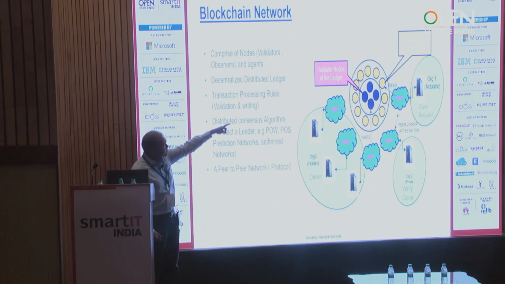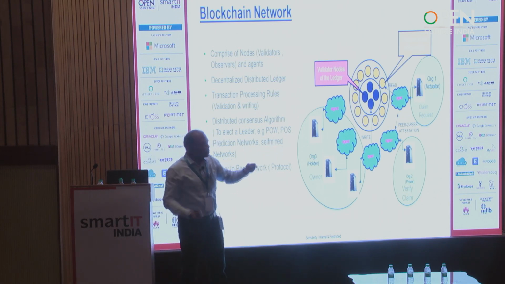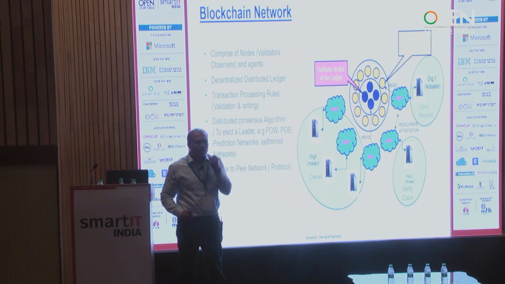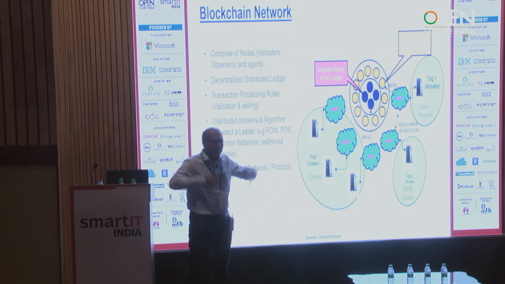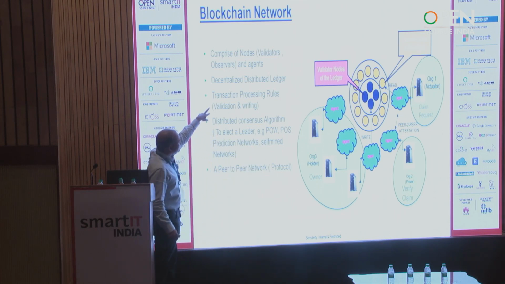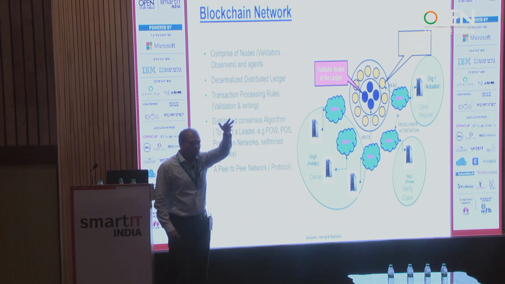So this is how a blockchain network would typically look like. The yellow ones are the observer nodes. The ones that I talk about as observer nodes are the ones which are used for scaling up a network. The dark blue ones are nothing but the validator nodes, the ones which do the bulk of your work. The transaction processing part is where your contracts, your validation, your writing onto the blockchain network happens.